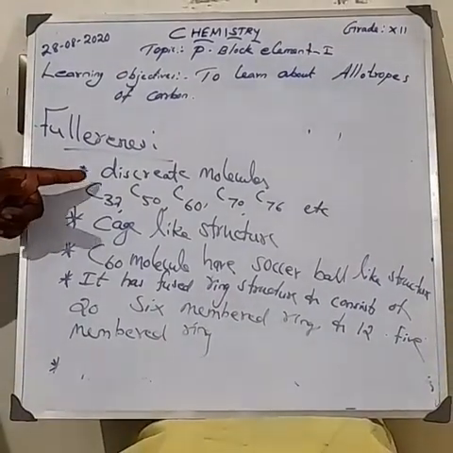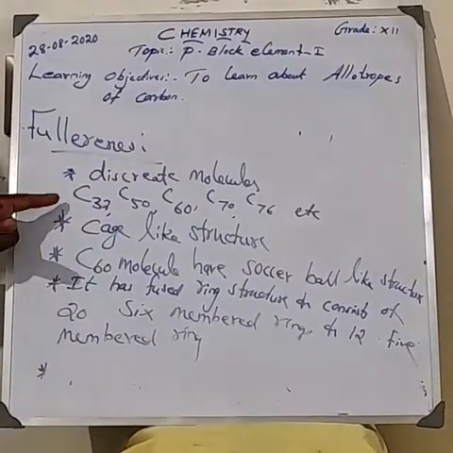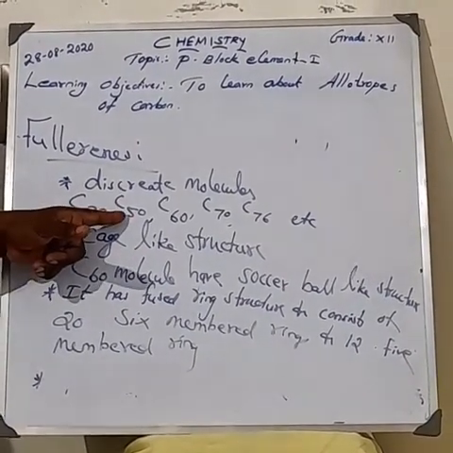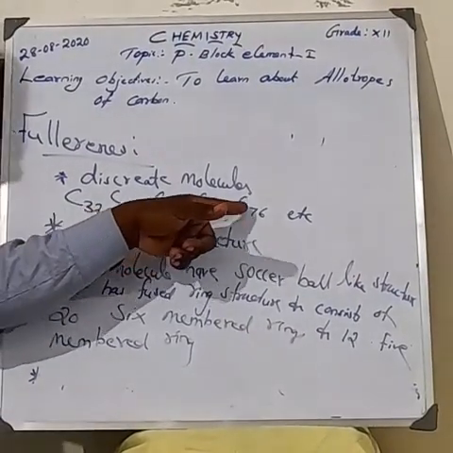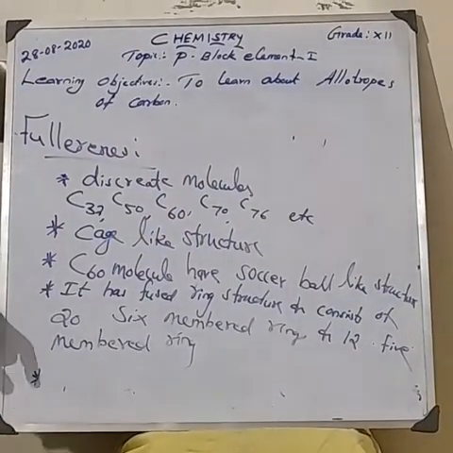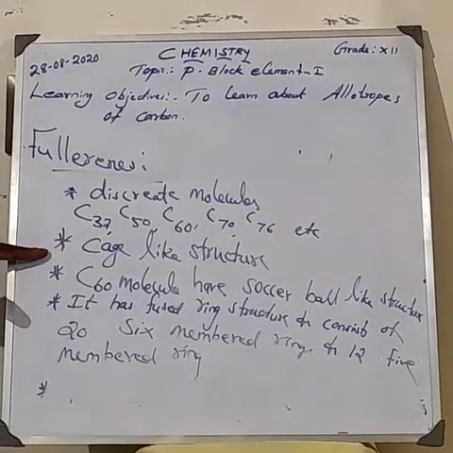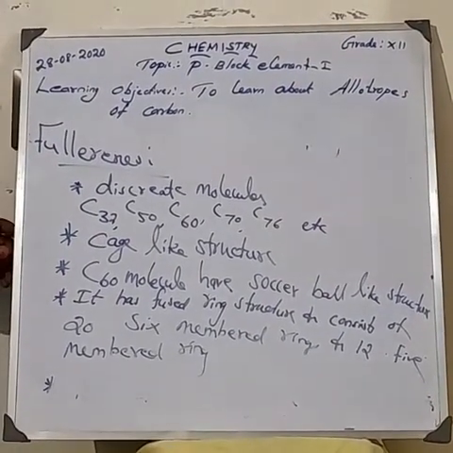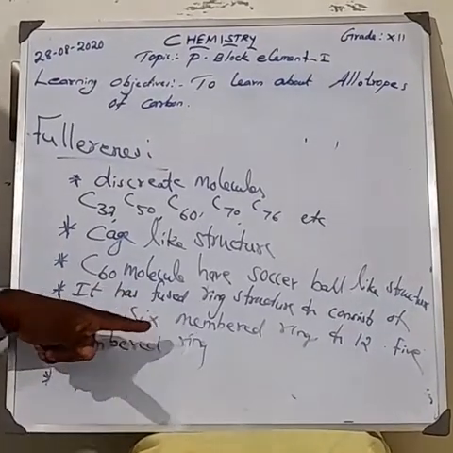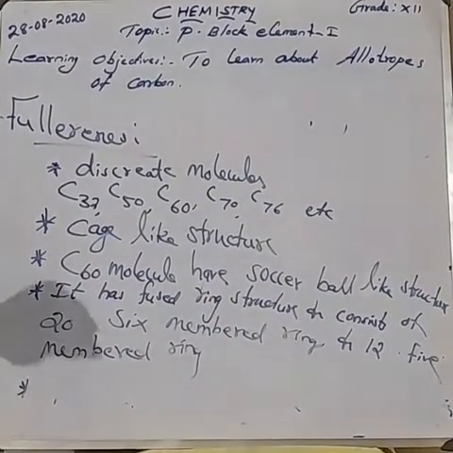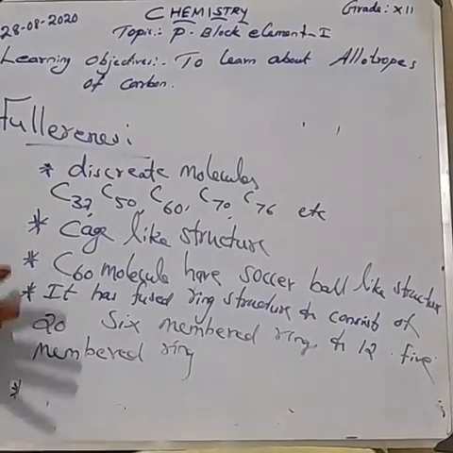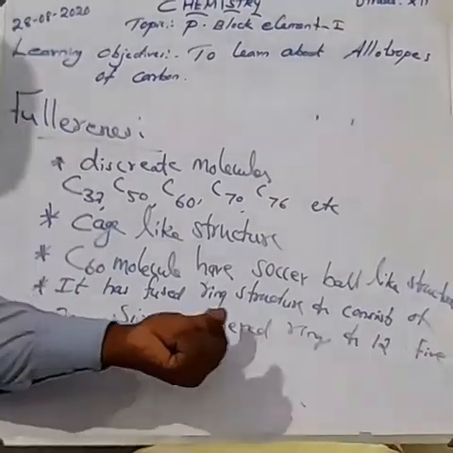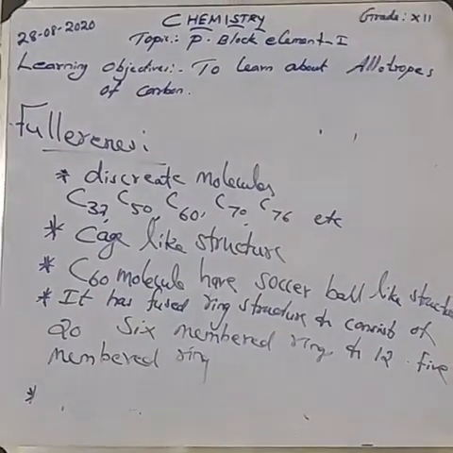Fullerenes are discrete molecules consisting of carbon 32, carbon 50, carbon 60, carbon 70, and carbon 76, etc. It has a cage-like structure. Carbon 60 molecule has a soccer ball-like structure. It has a fused ring structure consisting of 20 six-membered rings and 12 five-membered rings. Six-membered and five-membered rings are everything here.